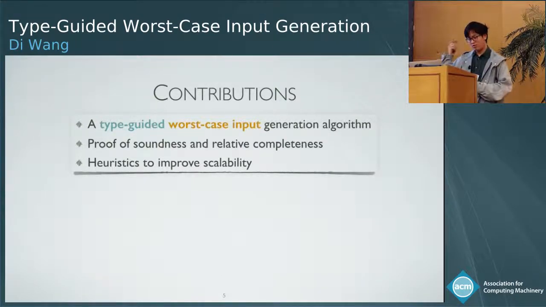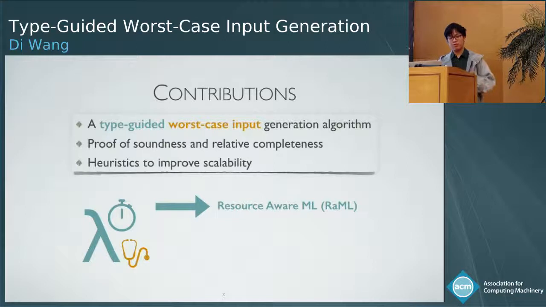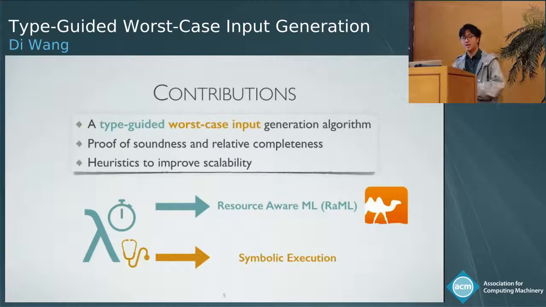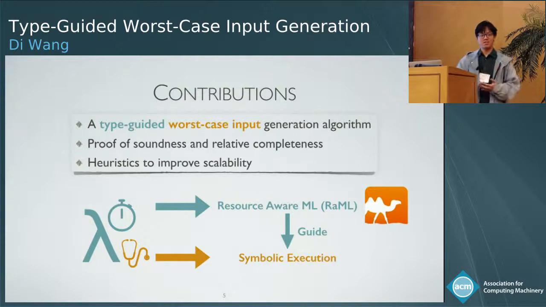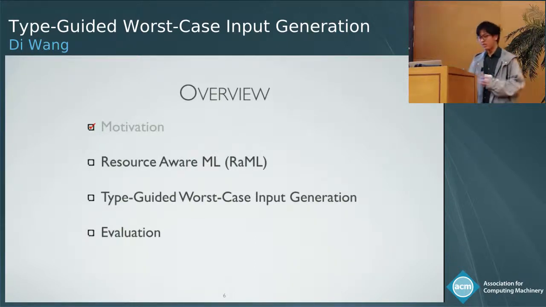To be more specific, our algorithm is based on Resource-Aware ML, which is a resource-aware version of a considerable subset of OCaml. To generate a concrete witness that triggers worst-case behavior, we utilize symbolic execution. As our title suggests, the idea is to use the information from Resource-Aware ML to guide the symbolic execution. Now I have talked about why we are interested in worst-case analysis and the basic idea of our approach. Before diving into the technical part, let me introduce some background about Resource-Aware ML.